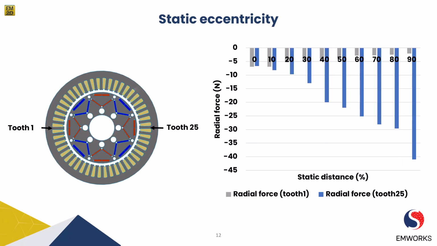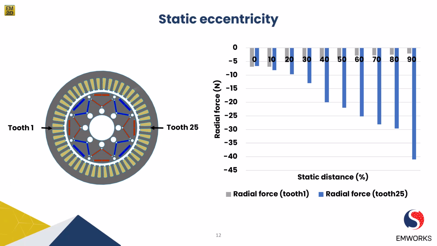Now, if we look at the results, when a permanent magnet motor experiences static eccentricity, where the rotor's geometric center deviates from the stator's geometric center, it can have an asymmetric effect on the magnetic field distribution. This asymmetricity affects the individual teeth of the stator differently, leading to variations in their magnetic characteristics. In particular, tooth 1 and tooth 25 are affected in opposite ways as the percentage of the static eccentricity increases.